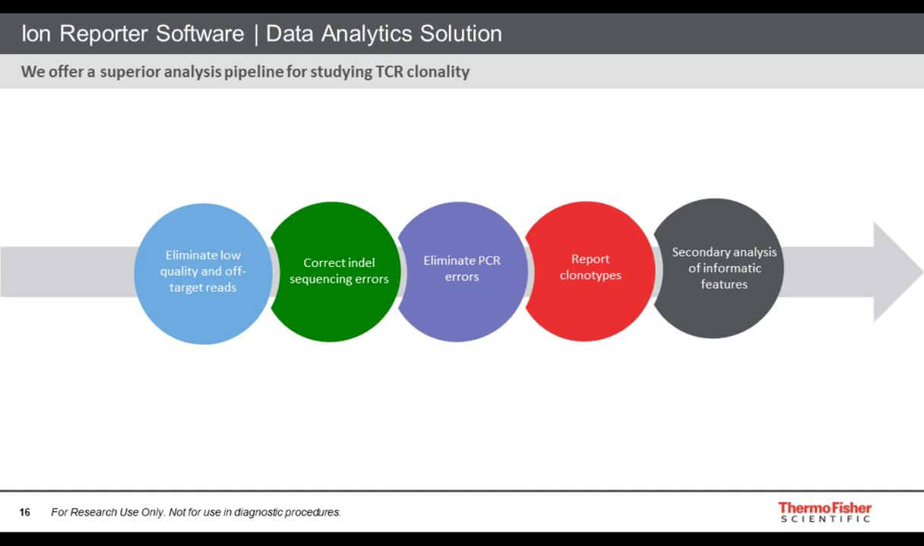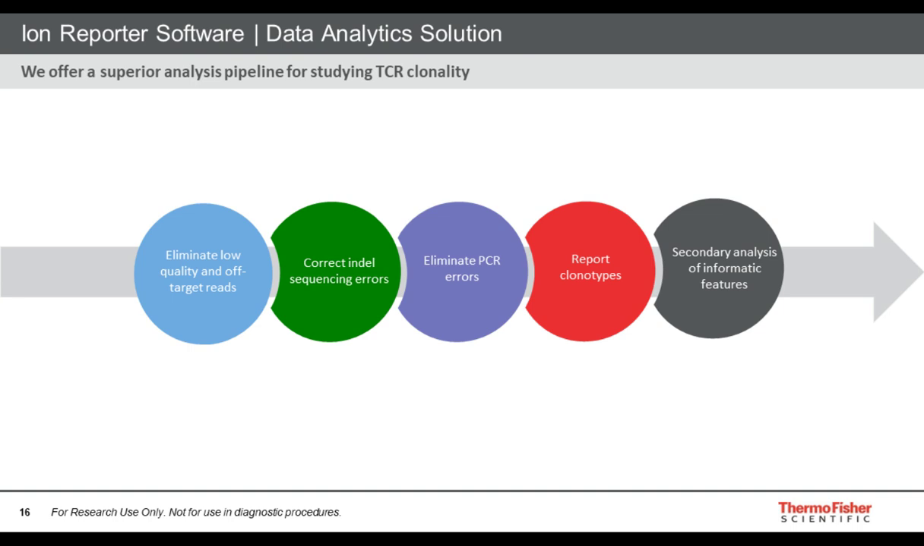I'll move on now to discuss the bioinformatics solutions that we have in place in our software package Ion Reporter that we use for the analysis of TCR beta assays. At a high level, the workflow consists of the standard primary analysis and base calling that we do for all of our applications. We eliminate low quality and off-target reads from further analysis.